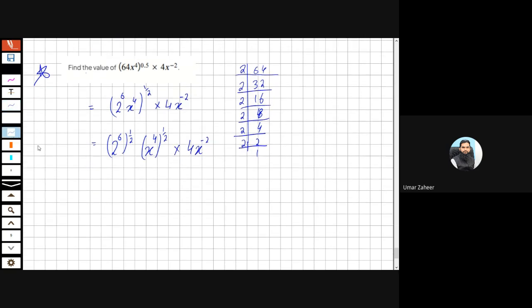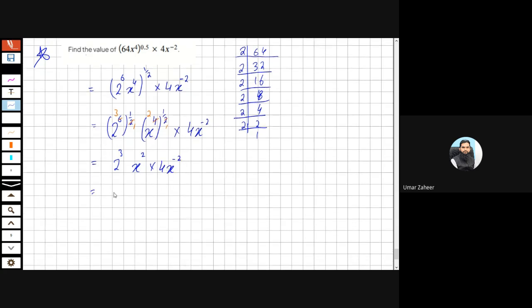Now 2 times 1 is 2, 2 times 3 is 6, 2 times 1 is 2, 2 times 2 is 4. So you are getting 2 raised to power 3 and x square into 4 into x raised to power minus 2. Now 2 raised to power 3 is 8.